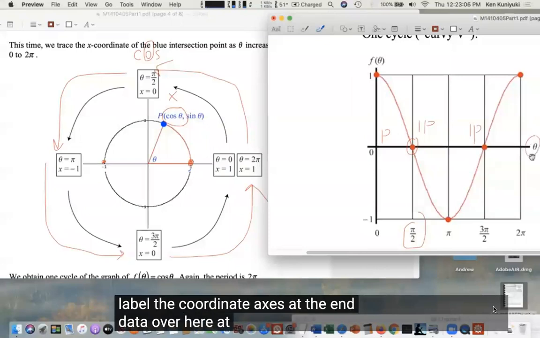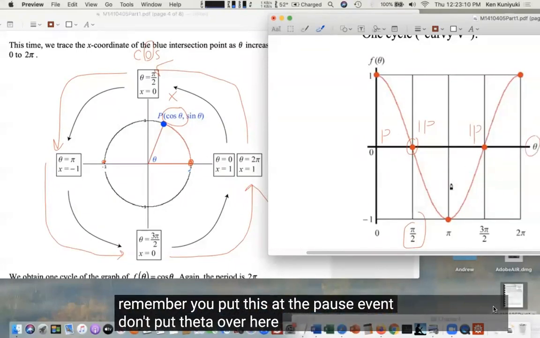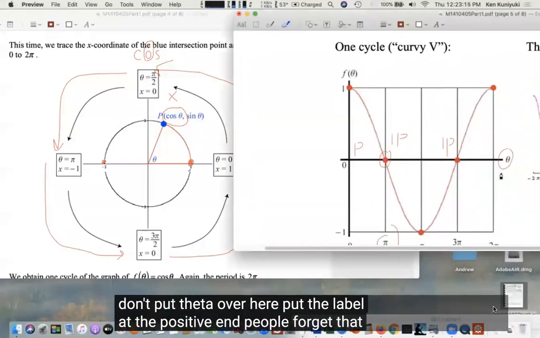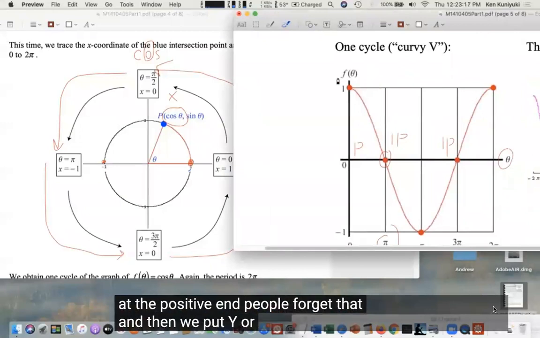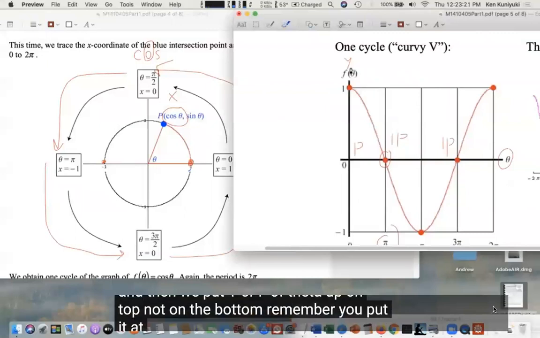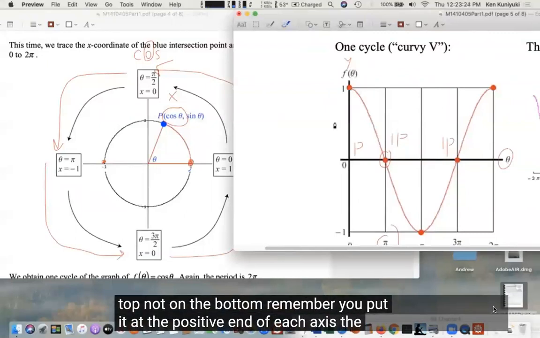Theta over here at the right end. And remember, you put this at the positive end. Don't put theta over here. Put the label at the positive end. People forget that. And then we put y or f of theta up on top, not on the bottom. Remember, you put it at the positive end of each axis, the label.